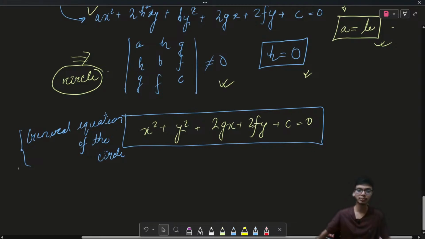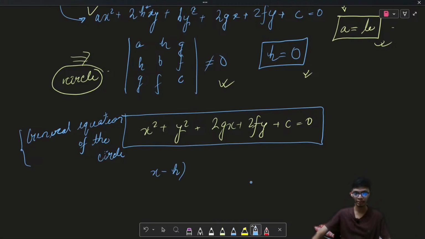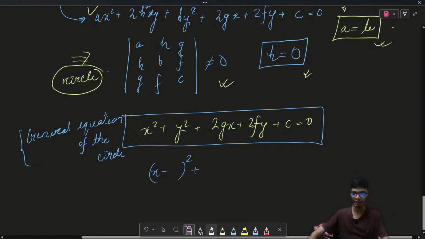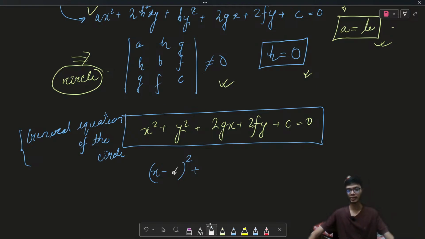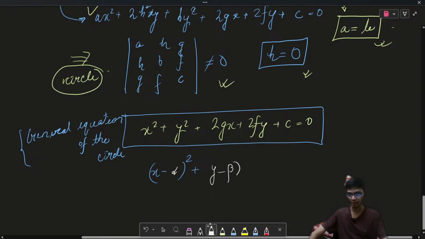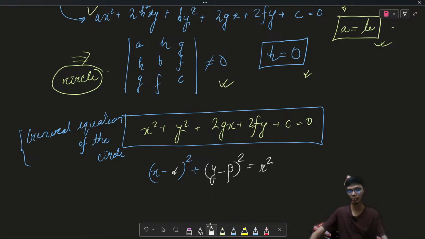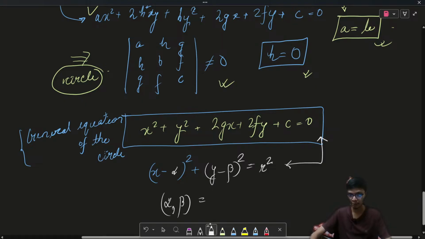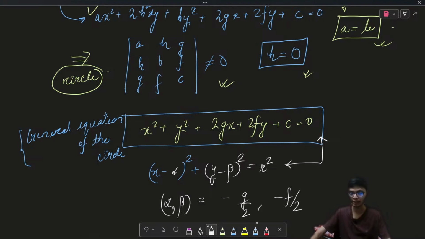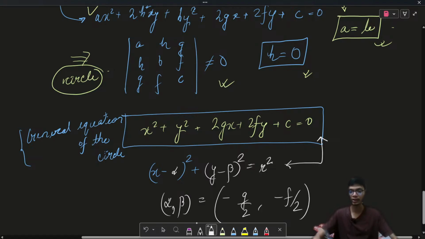So if I compare this particular equation with my previous derived result, that is h square, and now let us call the center alpha and beta, okay? So then I will write x minus alpha square plus y minus beta whole square equals r square, right? So if I just compare these two relations, what I can obtain is that the center alpha comma beta can be obtained as minus g by 2 comma minus f by 2. So this will be the coordinate for the center.